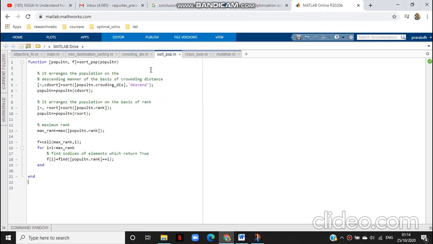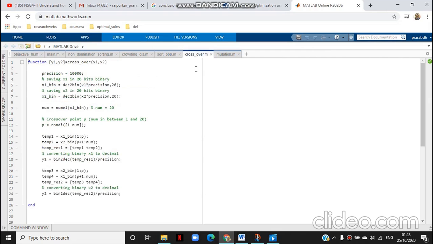Then comes the sort pop function, that is to sort according to both rank and crowding distance. See here, first we sort according to the crowding distance, and then we sort according to the rank, and then we merge it. Then comes the crossover theory. In crossover, we take two populations, two particles, and then convert them into binary form. We can take any number of bits.